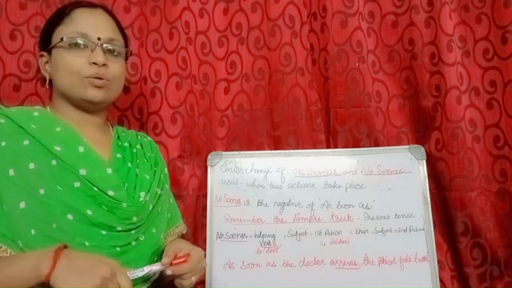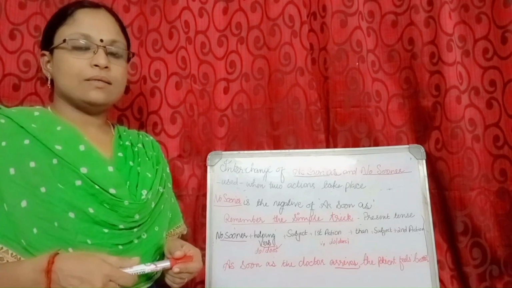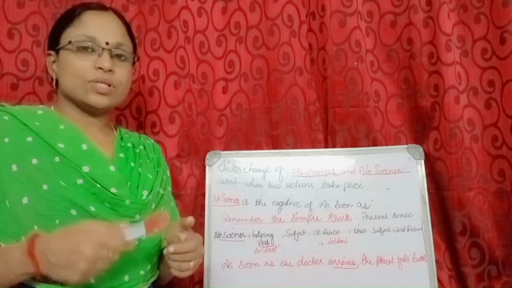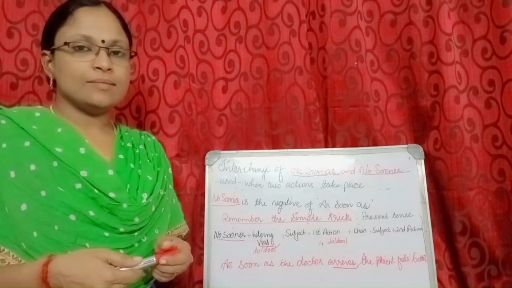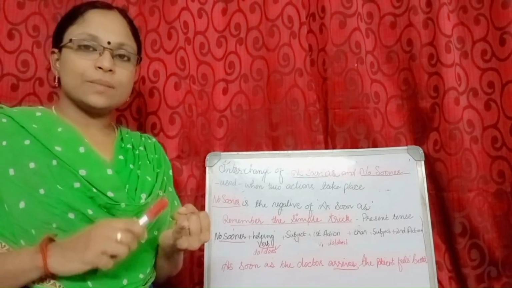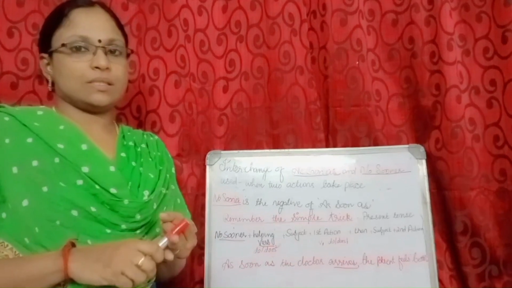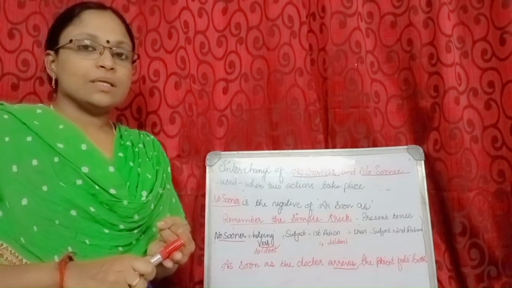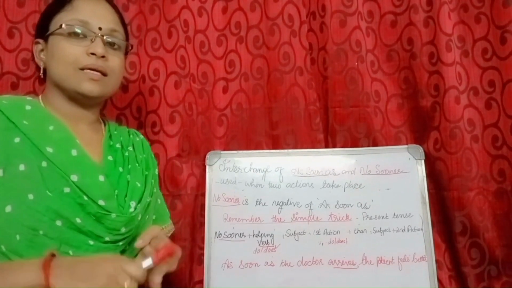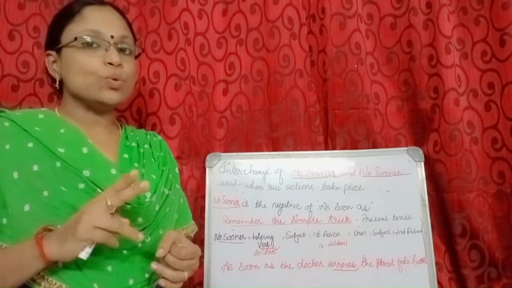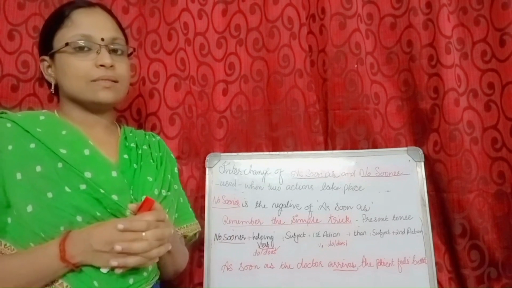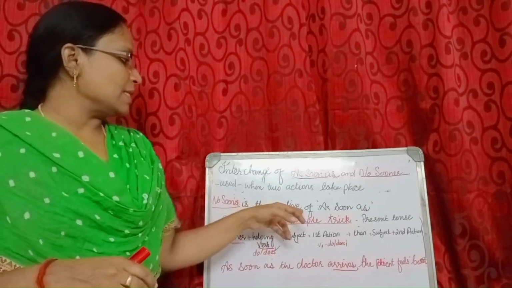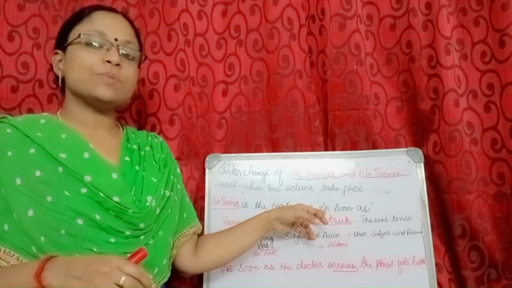In this video, we will be learning how to use no sooner in a sentence. The conjunction no sooner than is used in simple present tense and past tense, that is, simple past and past perfect. No sooner than is used only when two actions take place simultaneously, and it is the negative of the sentence which begins with as soon as.